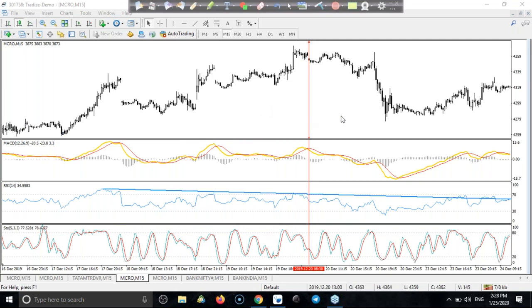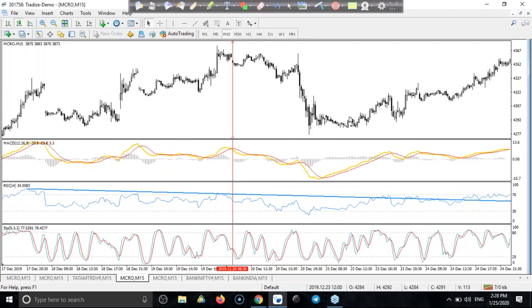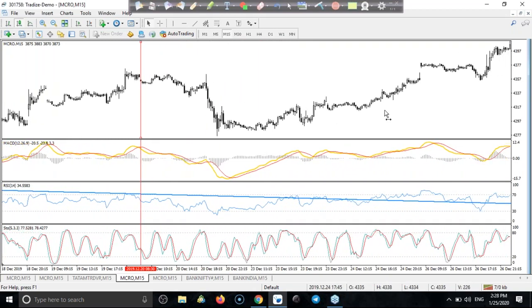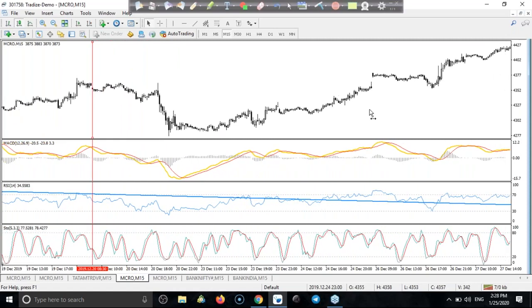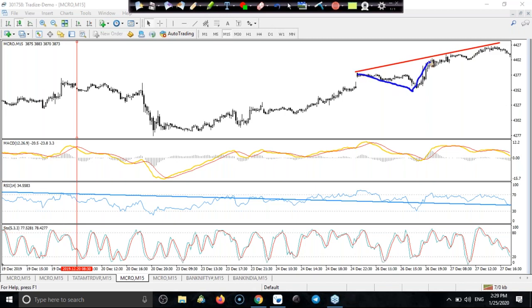Let me show you another example somewhere here. First, you can see prices running in an uptrend. Now you can see in this area they are creating higher highs and higher lows. Have you seen it? Higher high, higher low, and higher high.